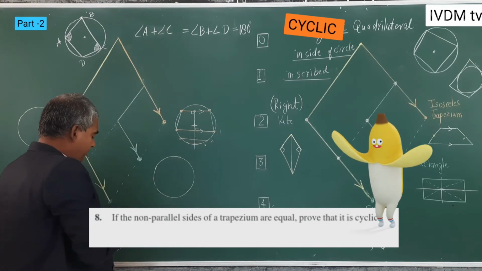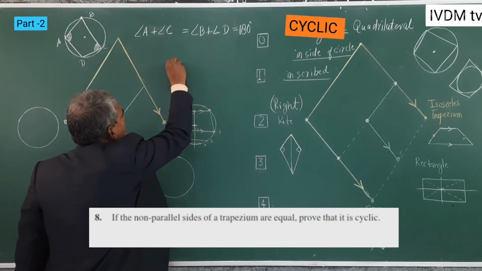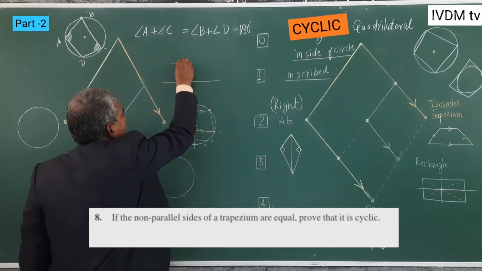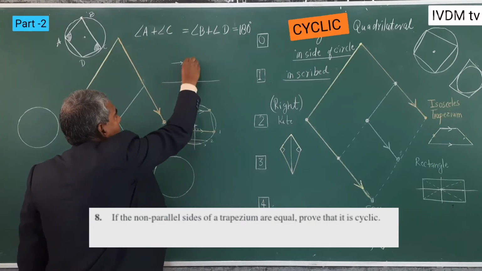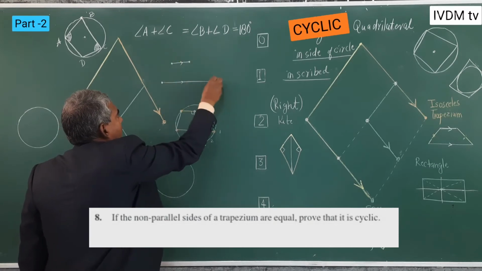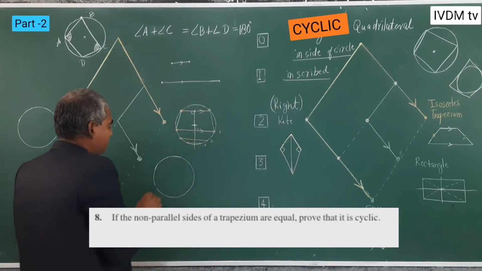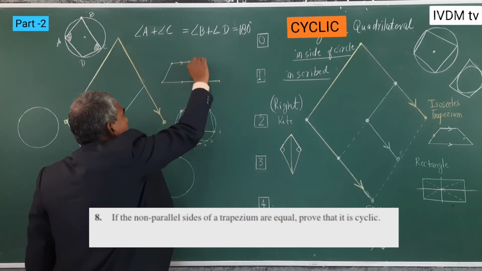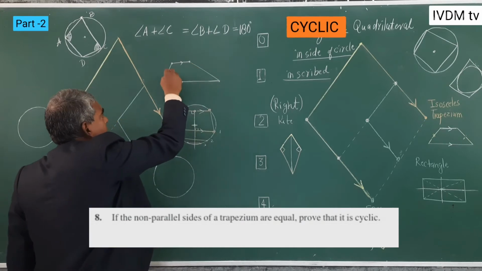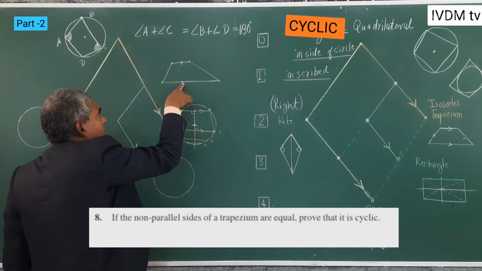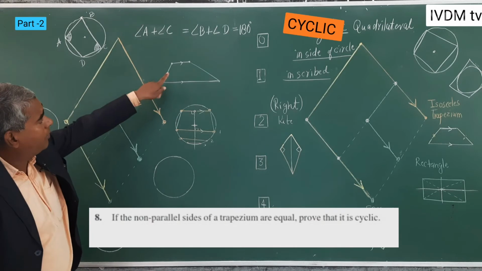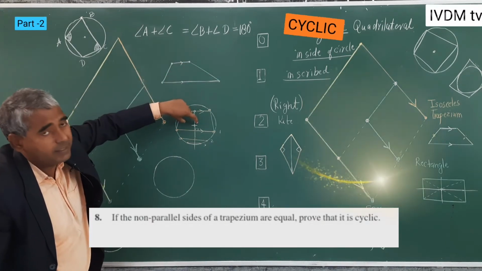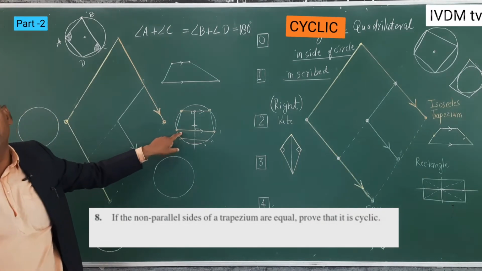So what is a trapezium? One pair of sides is parallel, but they are only talking about the parallel, not about any equality, less than, or more than. And as you join this, the other sides will be unequal. These are the non-parallel sides, these are the parallel, but these are unequal. So he is talking about if the non-parallel sides are equal, then that is a cyclic quadrilateral.